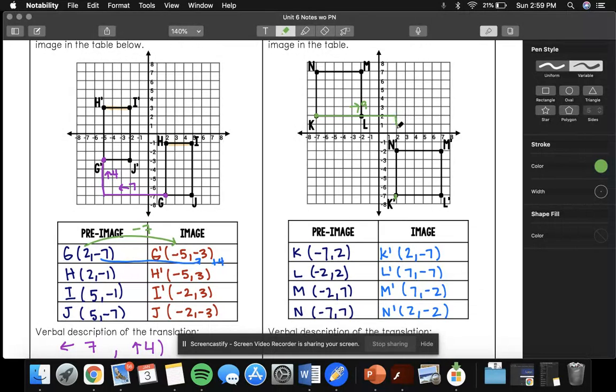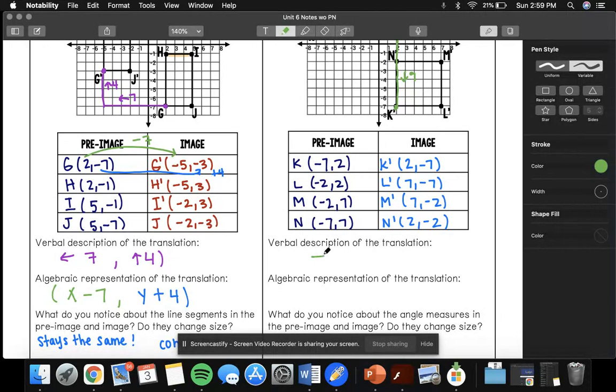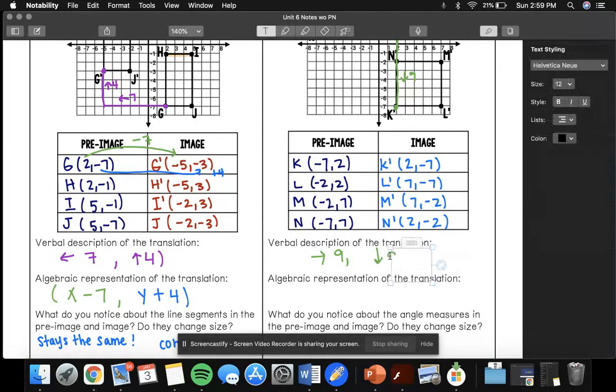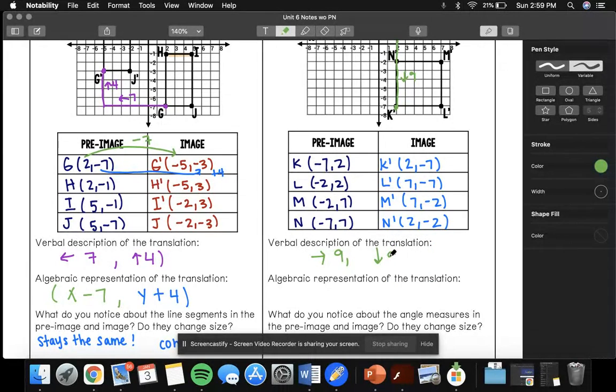Then I need to go down 2, 4, 6, 8, 9. Okay. So the verbal description looks like I need to go to the right 9 and down 9. Okay, go ahead and try to write the algebraic representation for this.